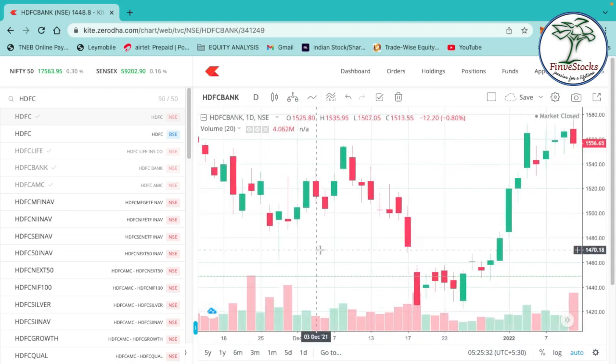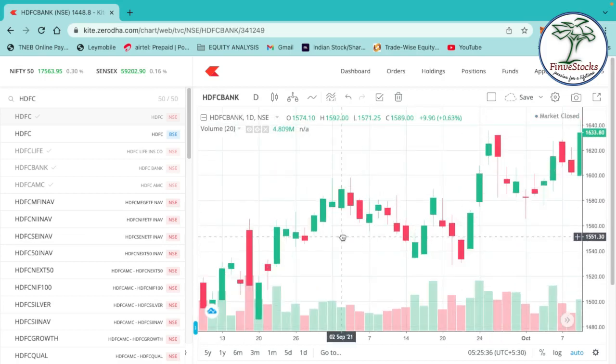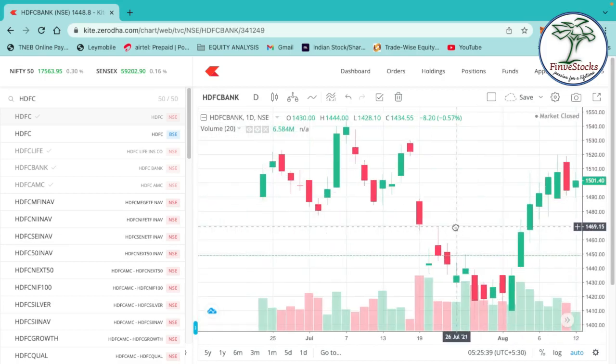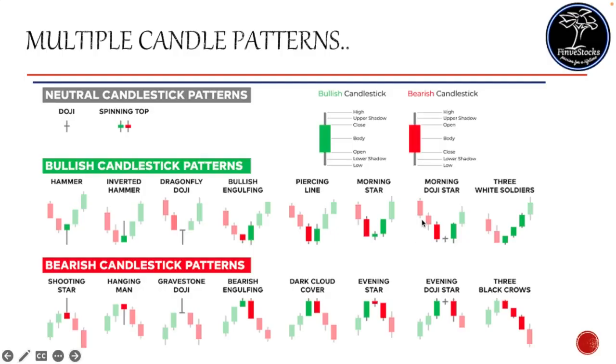So you can get n number of examples for engulfing pattern. Here you see one more engulfing pattern, bearish engulfing pattern on the top of the uptrend. The P2 candle completely engulfs the P1 and starts the downtrend. And in upcoming videos, we will go more into detail of different type of multiple candlestick pattern. Morning star, evening star, white soldiers, all these patterns with examples we will see.